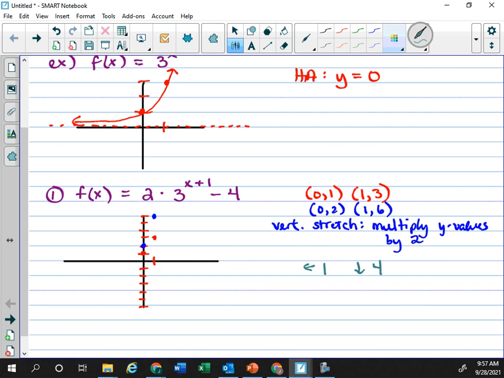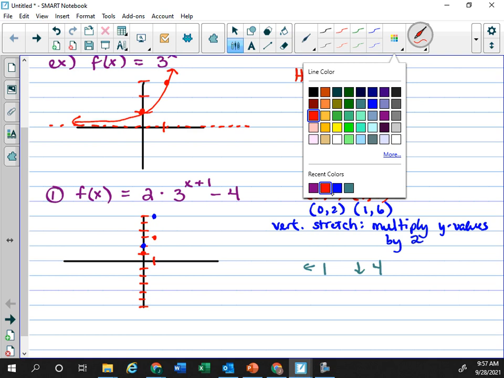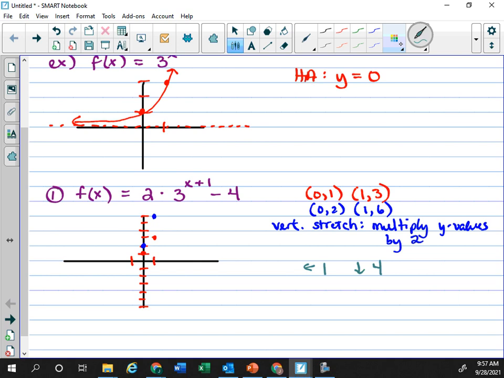So guys, I'm just going to count the blue dots that I made. I'm going to count left 1 and down 4. Put a new dot. Left 1, 1, 2, 3, 4. 1, 2, 3, 4. And guys, where does my horizontal asymptote end up?